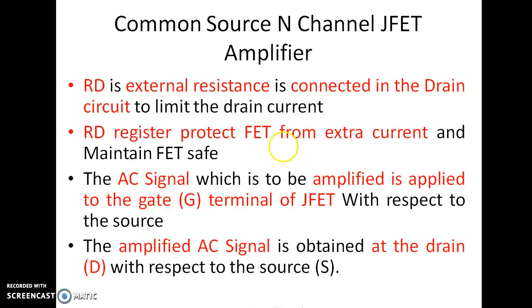There is an RD resistor which is connected between the plus VDD and the drain terminal of the N-channel JFET. This external resistance is connected in the drain circuit to limit the drain current. So the RD resistor protects the FET from extra current and keeps the FET safe.